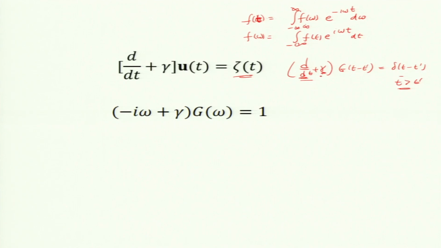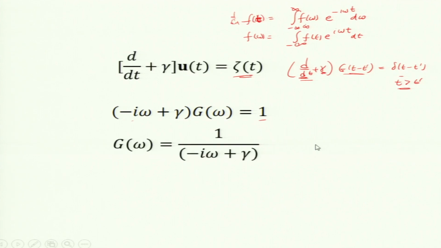What I am doing here is d by dt of this, right. So, minus I omega will come with gamma, g of t minus t prime is replaced by g of omega, and the delta function becomes 1. So, straightforward, g of omega is 1 divided by minus I omega plus gamma. It is very easy, it is a linear system, straightforward.